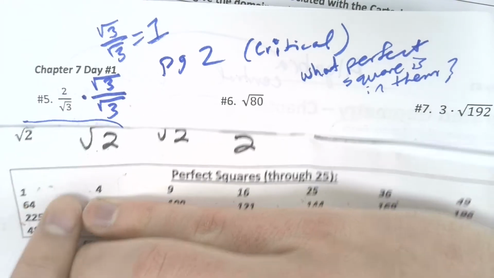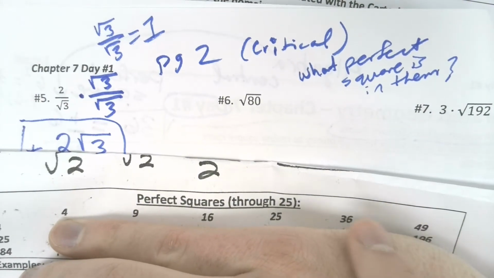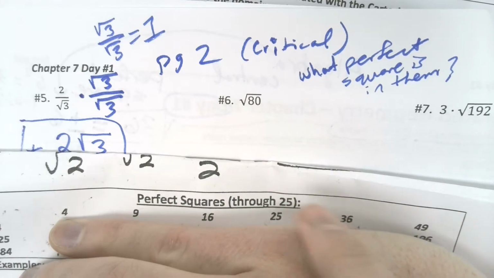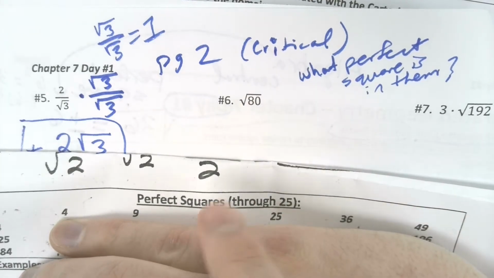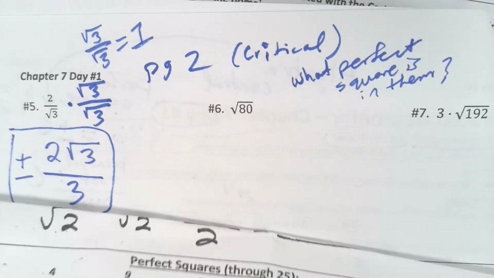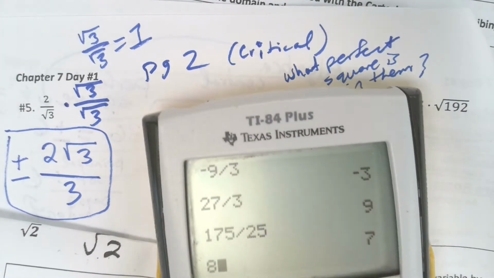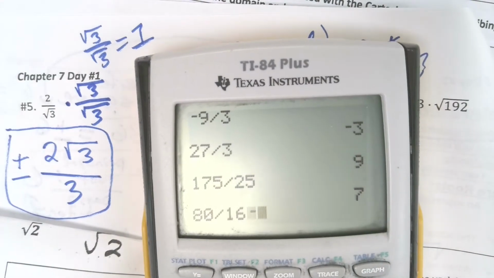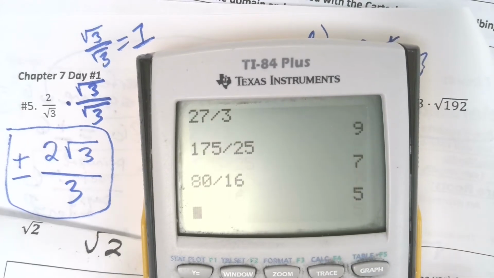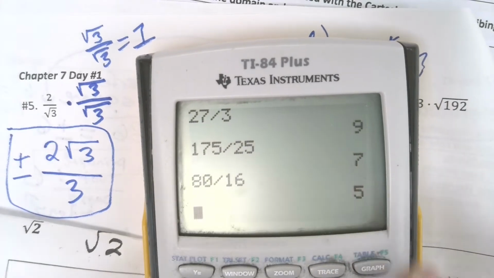Now obviously it's not going to be 64. Not going to be 49. 36 does not go into 80. 25 does not go into 80. How about 16? Here's how you can check. 80 divided by 16. Oop. Boom. 5. That works.